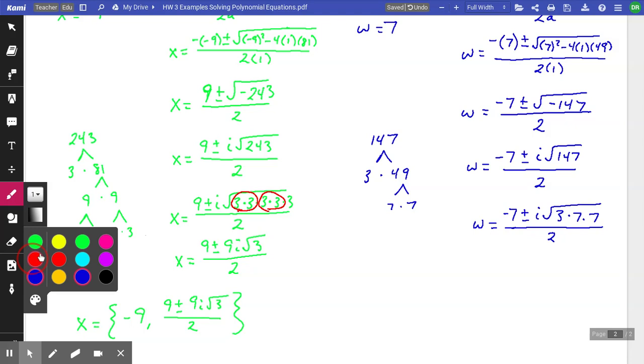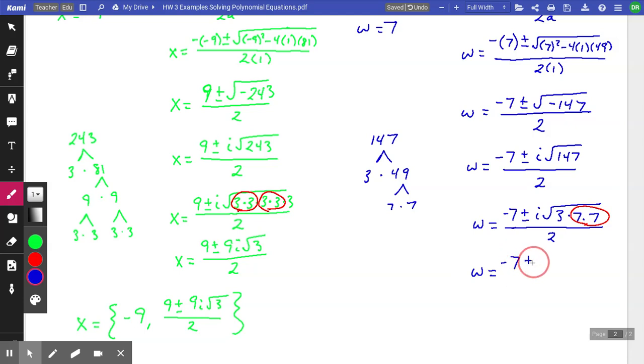And we're looking for pairs of factors, and so we see there's a pair of 7s, just one pair of 7s, so we'll just bring out a single 7 from this. And that will give us w equals negative 7 plus or minus 7i square root of 3 all over 2. And just like in number 5, you can see here that your 3 coefficients, negative 7, 7, and 2, do not reduce. So the answer is good as is. It does not simplify anymore. And we can leave it that way.